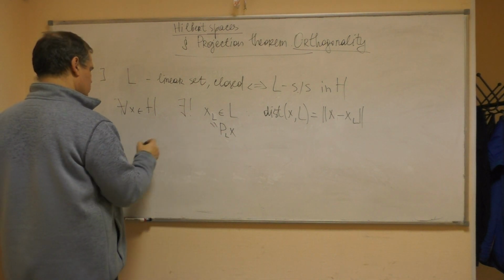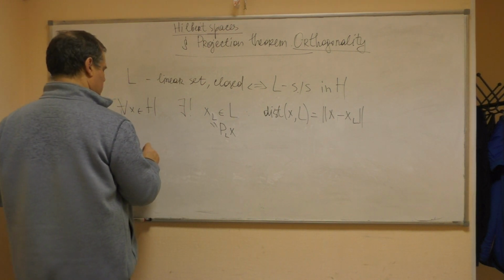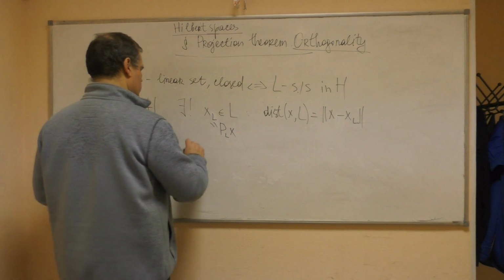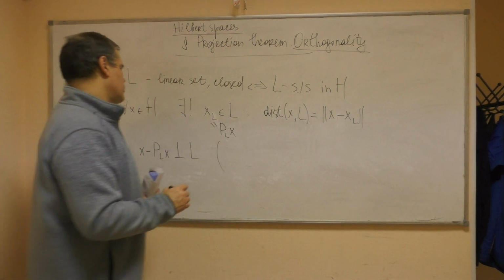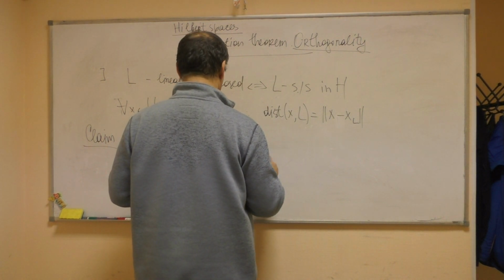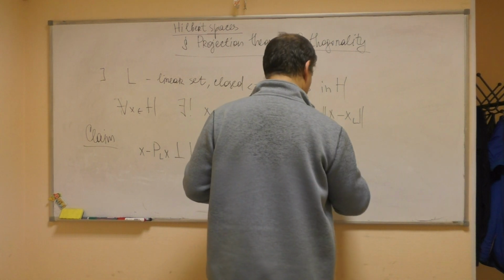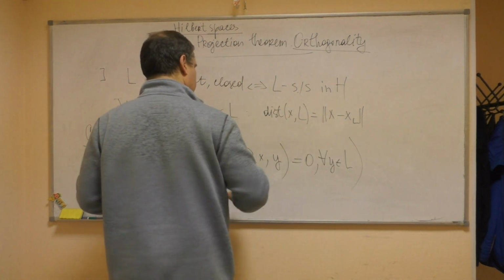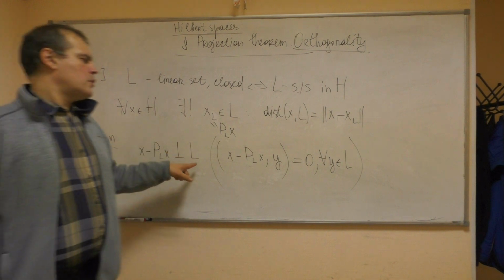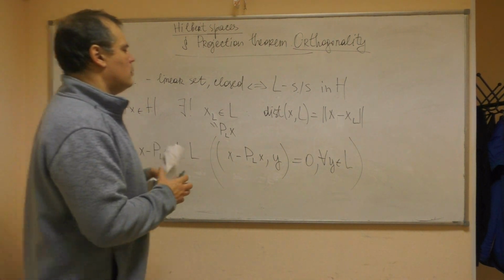we would like to prove about this projection is the fact that X minus its projection is orthogonal to L. What it means is that the inner product of X minus P_L X and Y is equal to 0 for each Y from L. Orthogonality means that the inner product is equal to 0. Let's prove it.